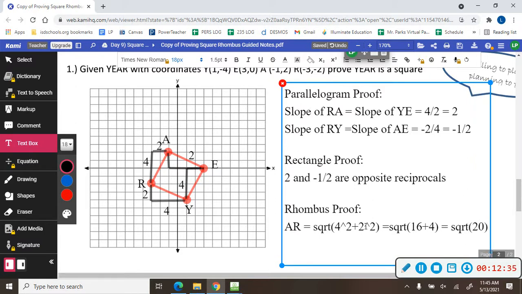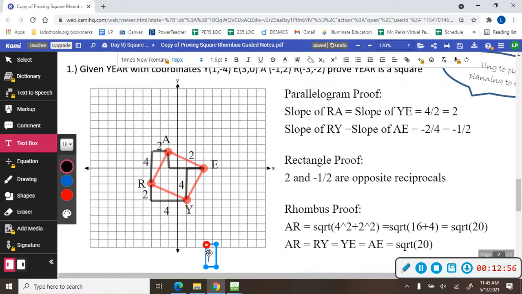And because AR, RY, YE, and EA are made up of the same legs, I would say that AR equals RY equals YE equals AE, which equals the square root of 20. And using those 3 facts, that's enough to prove that the figure is a square.